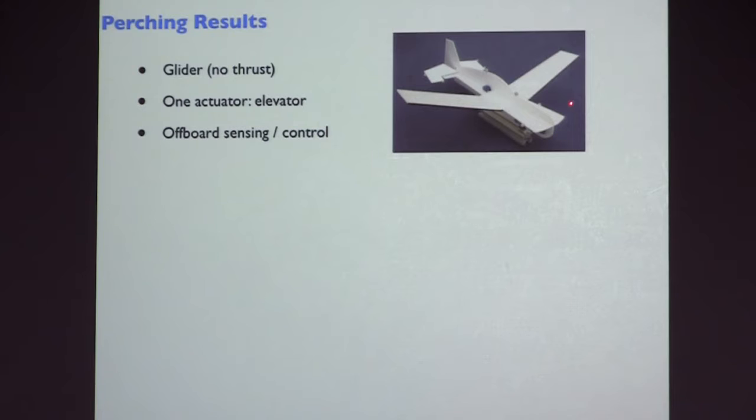It's a glider, there's no propeller. It's got flat plate wings. The wings are bent up with some dihedral, so they have passive stability in roll. It basically has no interesting dynamics out of plane. It's only interesting in the longitudinal plane. It's just got one actuator, which is the elevator, remotely controlled, with off-board sensing and control. It's in a motion capture environment. You can see the motion capture markers.